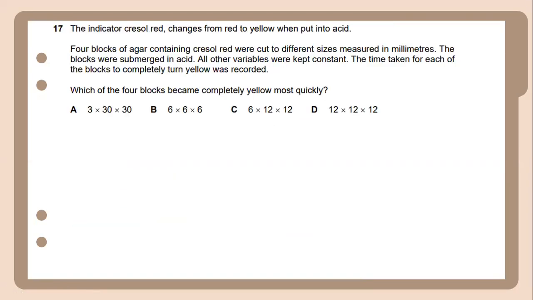Number 17, the indicator cresol red changes from red to yellow when put into acid. Four blocks of agar containing cresol red were cut to different sizes, measured in millimeters. The blocks were submerged in acid. All other variables were kept constant. The time taken for each of the blocks to completely turn yellow was recorded. Which of the four blocks became completely yellow most quickly?